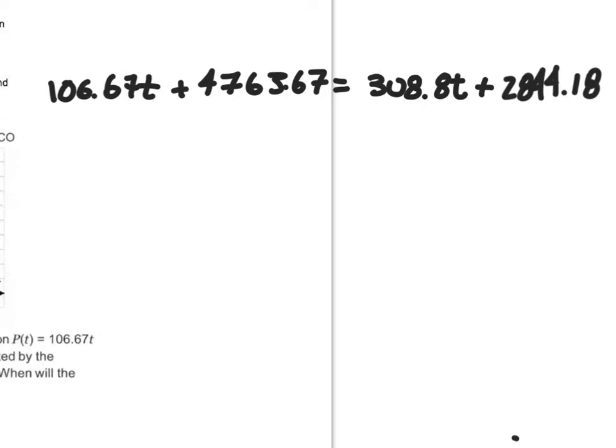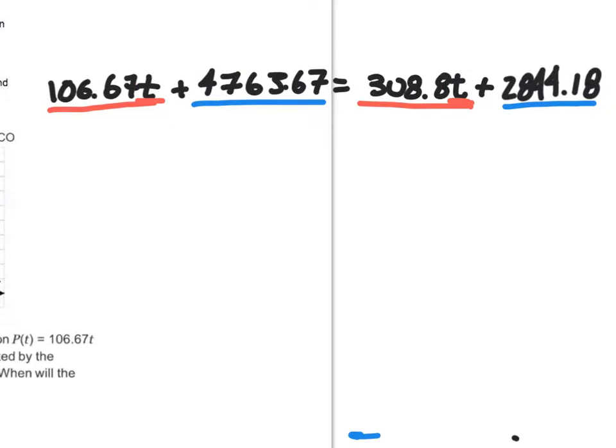Now what I want to do is identify my like terms. I've got this term here that contains a t, and I have this term here that contains a t. I've also got these numbers here, 4,763 and 2,844. Now I'm going to put all of my variables on the left side and put all my numbers on the right side. Actually, you know what, I'm going to put my numbers on the left side and put my variables on the right side.